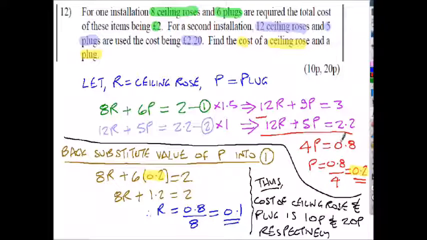Thus the cost of a ceiling rose and plug is 10p and 20p respectively. Don't forget when we worked out these values, these were in terms of pounds, so 0.1 of a pound is 10p and 0.2 of a pound is 20p.